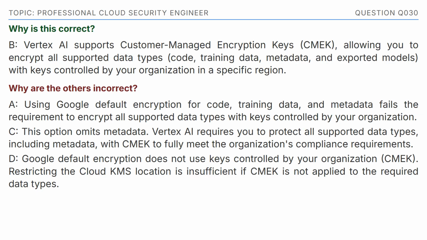Why are the others incorrect? A. Using Google Default Encryption for code, training data, and metadata fails the requirement to encrypt all supported data types with keys controlled by your organization. C. This option omits metadata. Vertex AI requires you to protect all supported data types, including metadata, with CMEK to fully meet the organization's compliance requirements. D. Google Default Encryption does not use keys controlled by your organization, CMEK. Restricting the Cloud KMS location is insufficient if CMEK is not applied to the required data types.